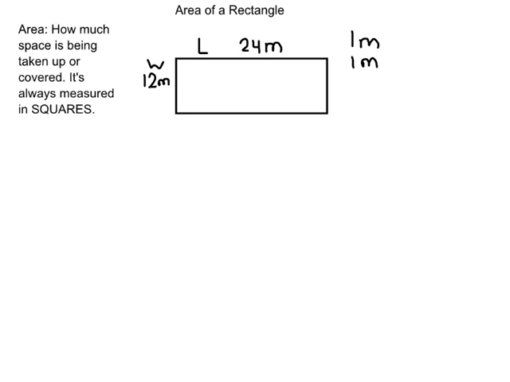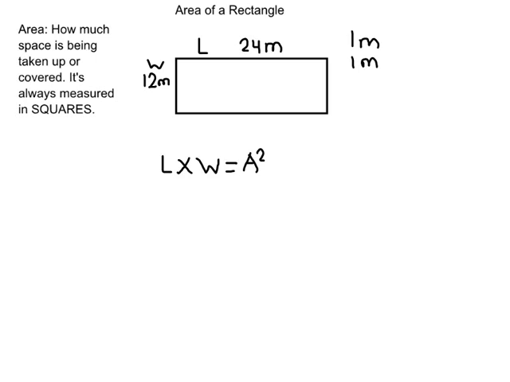So there's a formula for this. We have our length and our width. And all we simply have to do is length times width, and that's going to equal our area squared, because we're determining how many squares take up this object.